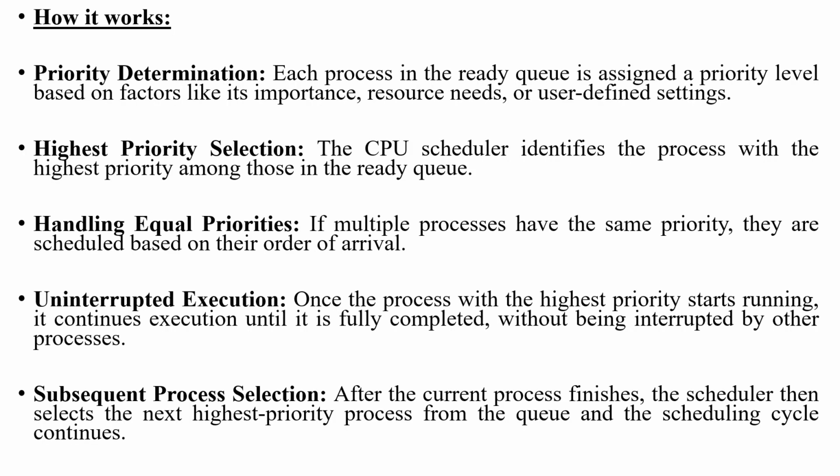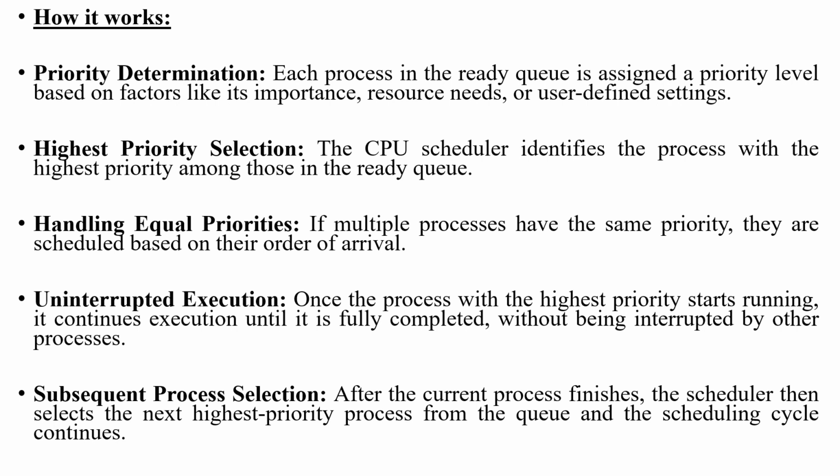How it works: priority determination, high priority selection, handling equal priorities, uninterrupted execution, and subsequent process selections. Each process in the ready queue is assigned a priority based on factors such as importance, resource needs, or user defined settings. For the highest priority selection, the CPU scheduler identifies the process with the highest priority among those in the ready queue.